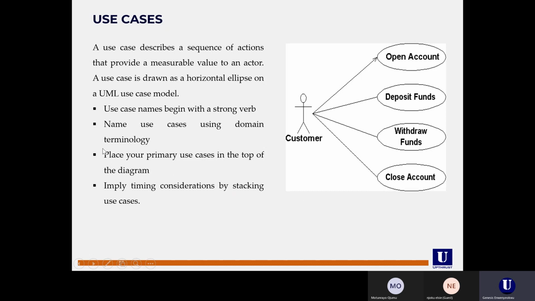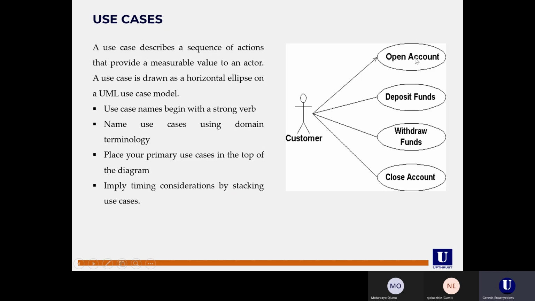Another basic rule is that you need to ensure you place your primary use case at the top of the diagram. And what do I mean by primary use case? Primary use cases are the very first use cases that occur in the entire system or the entire solution. We all know that the very first thing that most users do on a system is to create an account. So it won't make sense for you to carry this open account or create account and put it where you have close account, and then make close account the first.